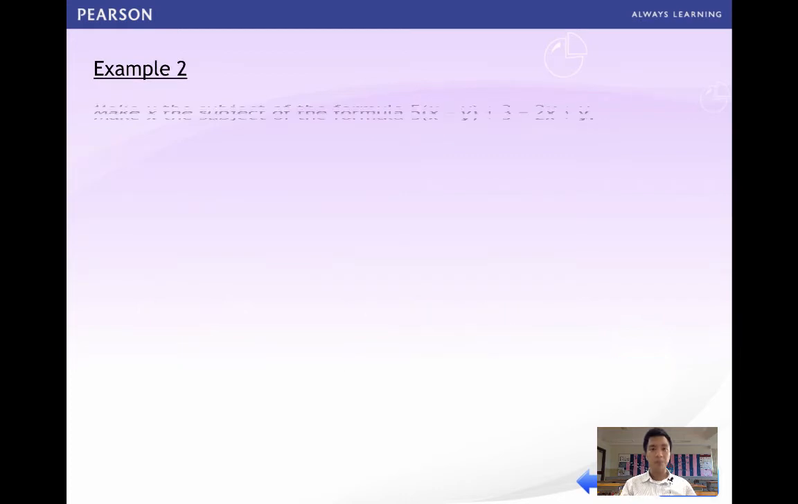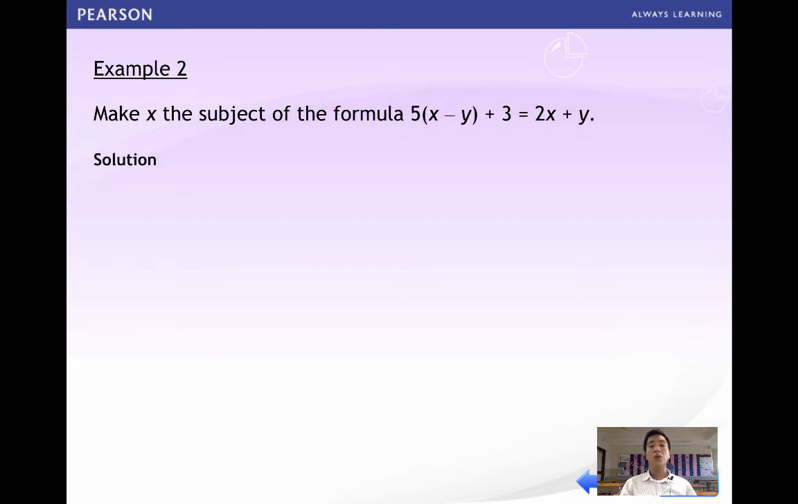Another example. We try to make x the subject of the formula, this formula. So what do I do? Now you can see that x is both on the left-hand side and the right-hand side. So first, we try to expand the bracket. We remove this bracket by expansion. So we expand this as 5x minus 5y, on the left-hand side.